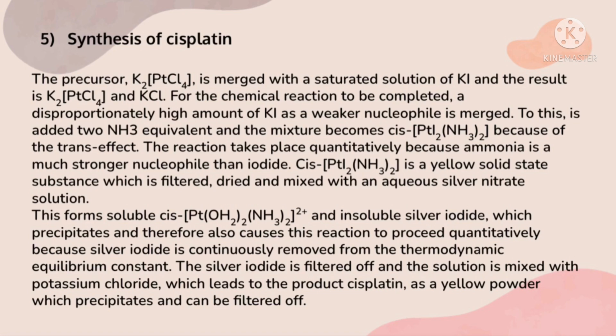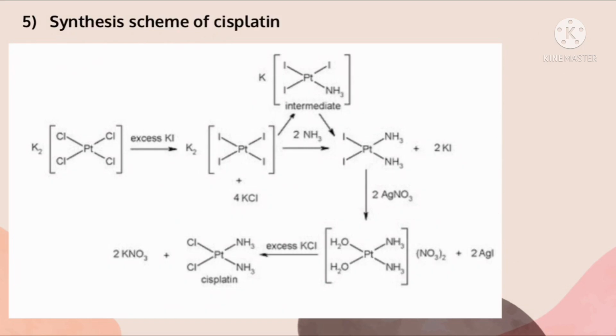The silver iodide is filtered off and the solution is mixed with potassium chloride, which leads to the product cisplatin as a yellow powder which precipitates and can be filtered off. The synthesis scheme of cisplatin is as shown in the diagram.